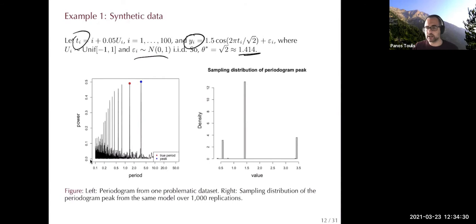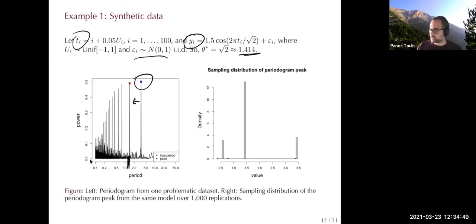You can see here that I seeded the data set so that it's problematic. You see that the observed periodogram peak happens on a distinct mode than the truth. This here is the true value, 1.4, and the peak happened at a very distinct mode than the truth. That's problem number one.